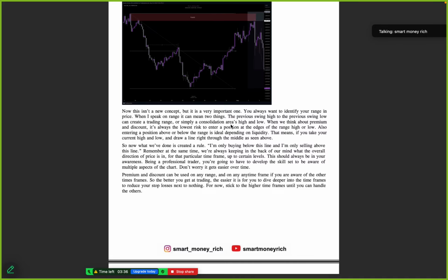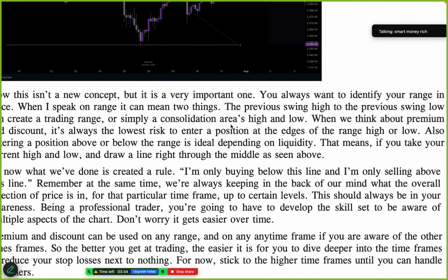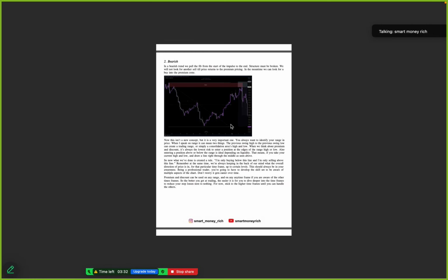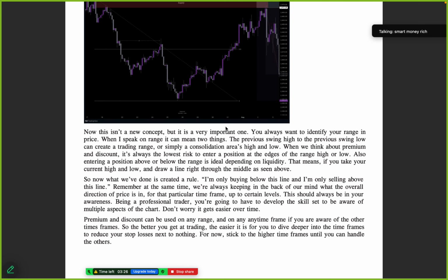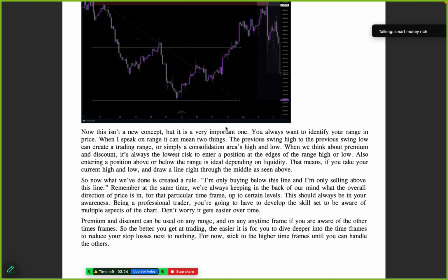Also, entering a position above or below the range is ideal depending on liquidity. That means if you take your current high and low and draw a line right through the middle as seen above, so now what we have done is create a rule. I am only buying below this line and I am only selling above this line.